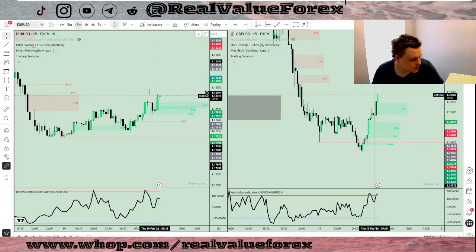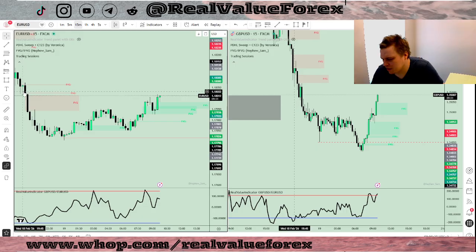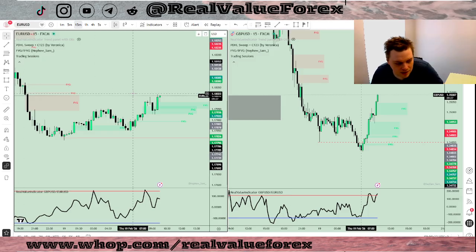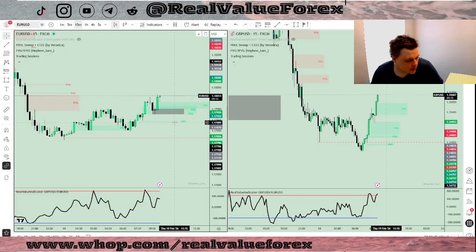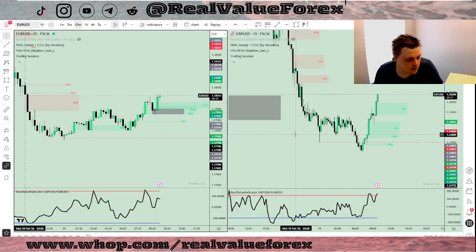and we went forward. We have some level here, but I wouldn't say that this will be some magical level. So I don't mark this one out, but here everything tapped. What I do mark out is this 50-minute order block. If we tap in here, I definitely would like to see some reaction.